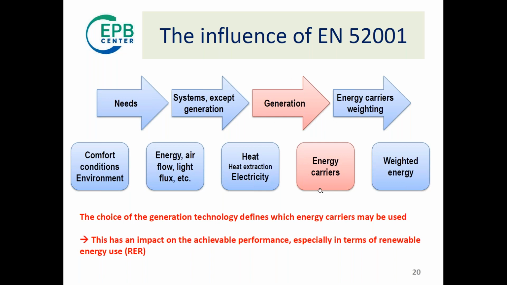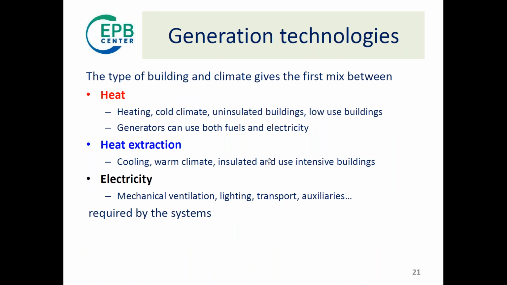Of course, if you have a boiler, no chance to have renewable. You can use a heat pump, and then it's more effective. The efficiency is higher, and of course, if correctly used, you also have a contribution in terms of renewable energy. So depending on the choice of the generation system, you have different results. And how does the 52000 influence?